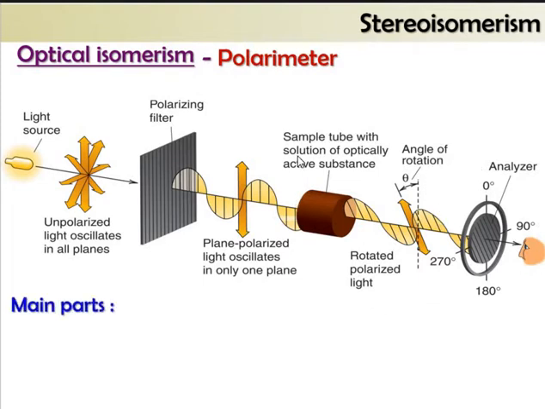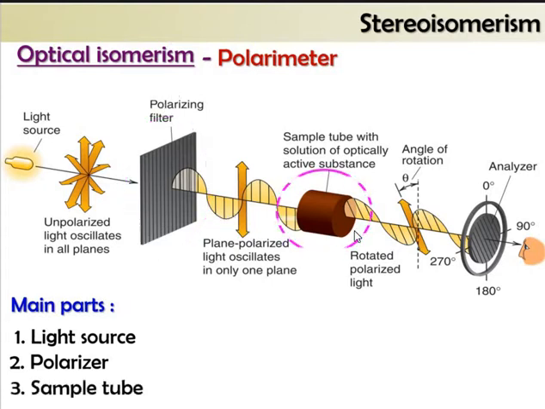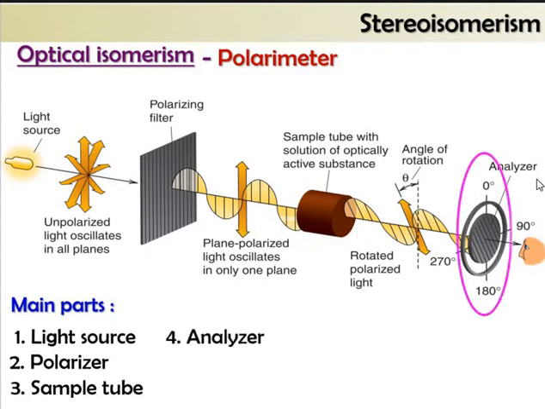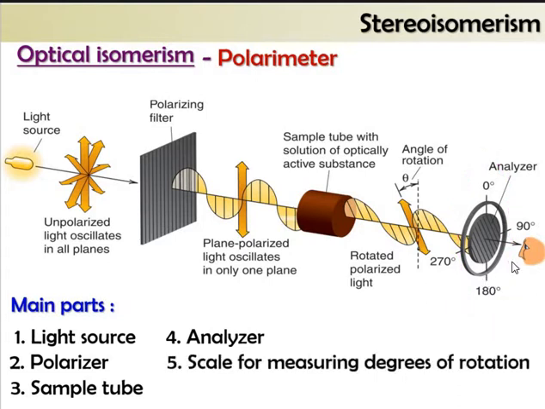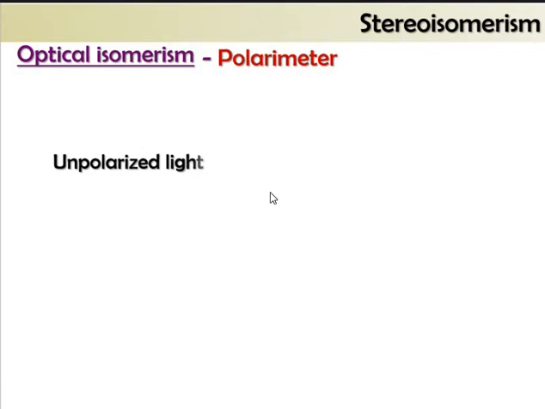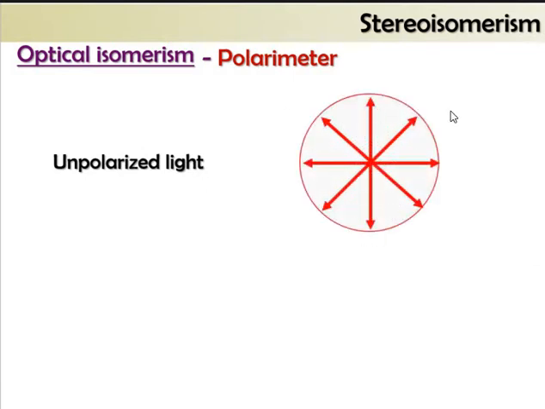So the main parts dalam polarimeter ni adalah light source and polarizer. This is the polarizer, and then the sample tube, and this is the analyzer. And then this is the scale for measuring degrees of rotation. Ni kita panggil unpolarized light, dia banyak arah. Bila dia masuk dalam polarizer, dia akan jadi satu arah saja. Kita panggil dia plane polarized light.